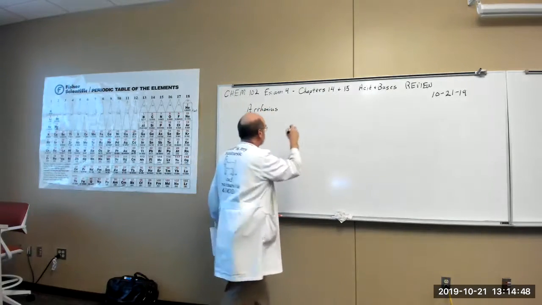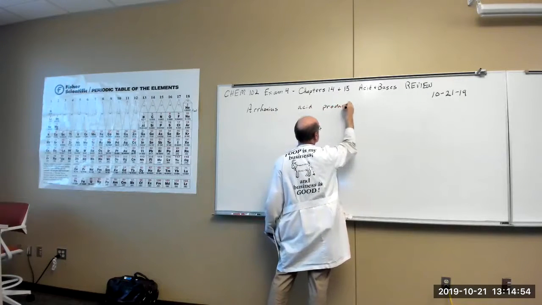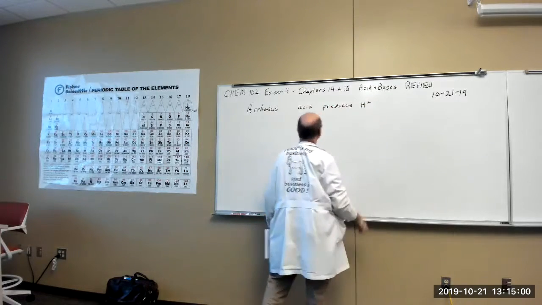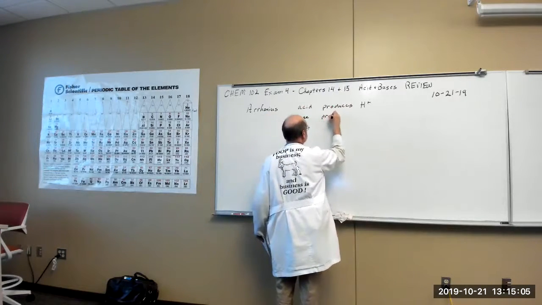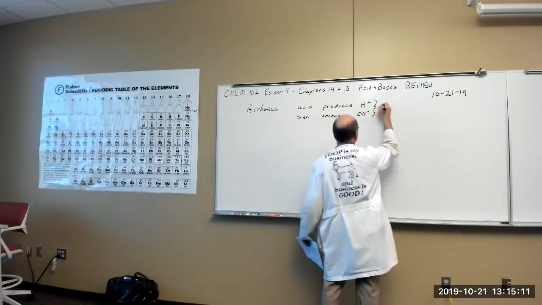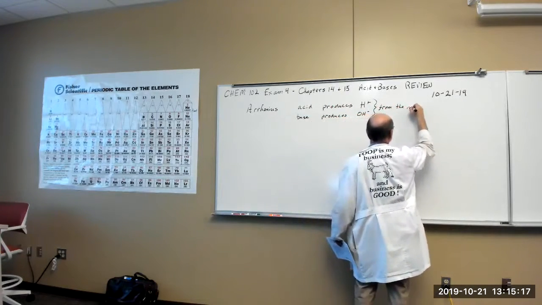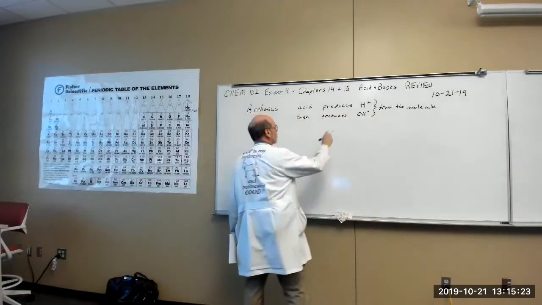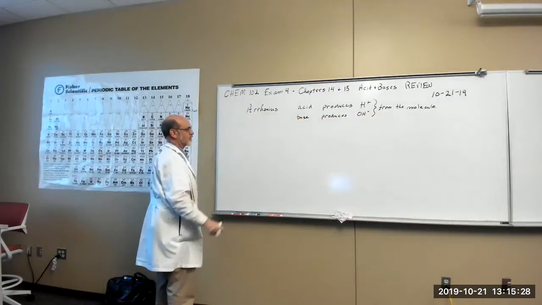Arrhenius definition of an acid produces protons, and a base produces hydroxyls, and these are both from the molecule. In other words, the molecule has to have one of these or one of those in its structure to be considered an Arrhenius acid or base.